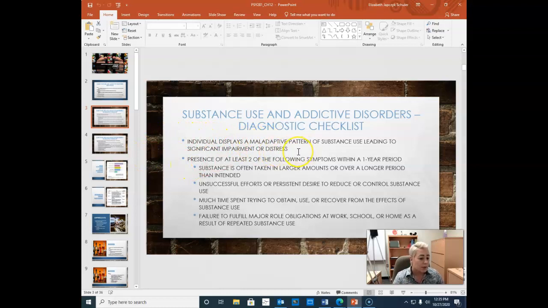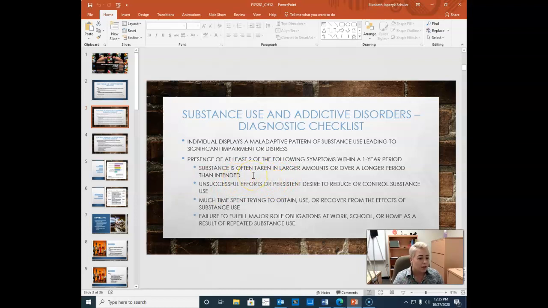The individual displays a maladaptive pattern of substance use leading to significant impairment or distress. It is affecting their everyday life. Maybe they're thinking about the drug so much they can't assume their responsibilities as a parent, right? They value the drug over the interactions they have with their children because they're physiologically and psychologically addicted to the drug. Presence of at least 2 of the following symptoms within a year period.